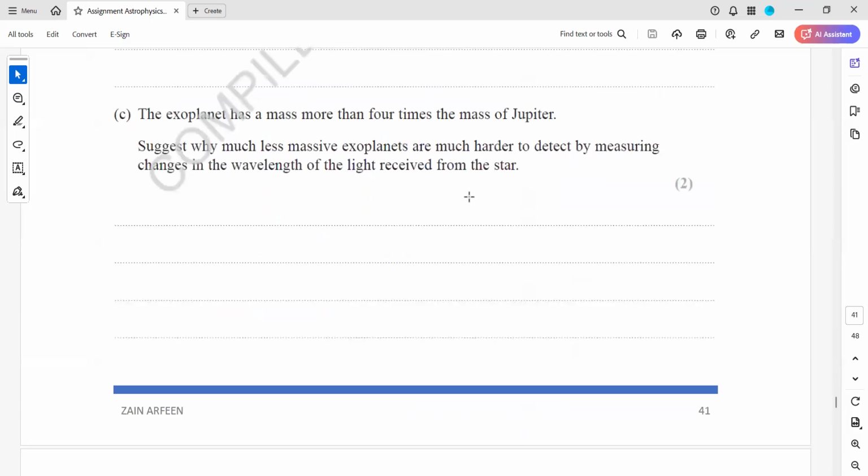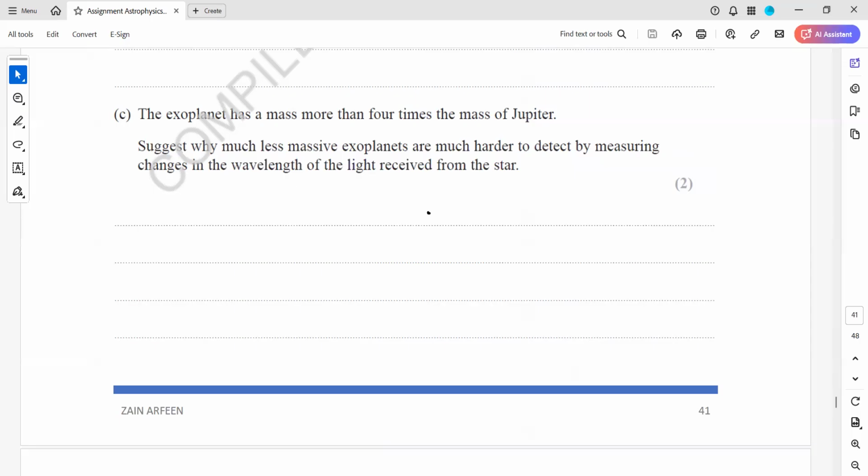The next: the exoplanet has more than 4 times the mass of Jupiter. Suggest why much less massive exoplanets are much harder to detect by measuring a change in the wavelength of light. It's the same question. Less massive exoplanets are harder to detect compared to massive exoplanets. What is the reason? If an exoplanet has less mass, it will have a smaller gravitational force on the star, so the change in the position of the star will be very small.